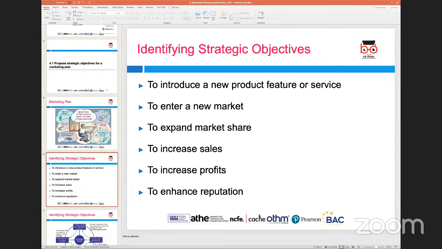Now, to increase sales, this is one of the very clear goals which companies have. Every year they're looking at increasing turnover, profitability, and that could only happen if they increase sales. So when we look at one of the strategic goals or plans for the company, one of the objectives is to increase sales, increase profit.